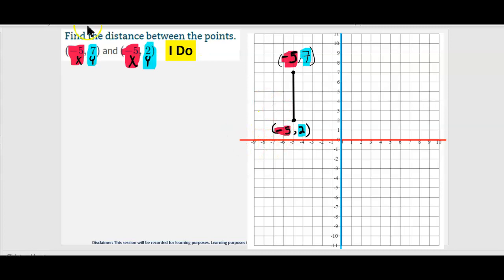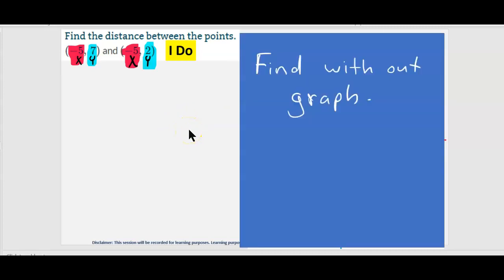Okay. So you can just count when you have a graph. If you could, they'll give you graph paper. So if you have small enough numbers during the test, the FSA test, you can just graph this. 1, 2, 3. Count it. 1, 2, 3, 4, 5. The distance is 5 units, whatever those units may be. Could represent miles, feet, inches, centimeters, meters, kilometers, and so on. 5 units. What about if you don't have a graph?